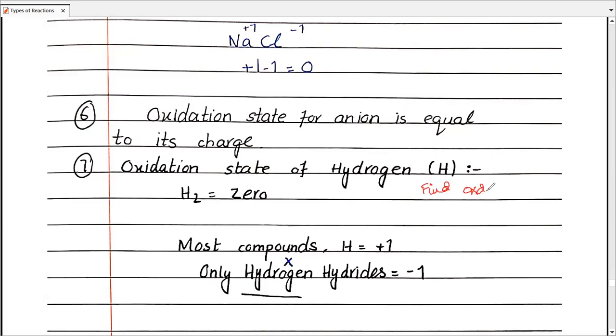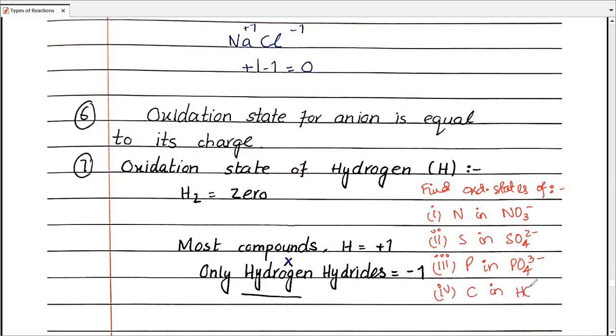Find oxidation states of, okay. And the key is similar to the previous question. Since you already have the key noted down from the previous question, it shouldn't be a problem. You noted down the key, right? Yes, sir. Okay. So number 1, N in NO3 negative. Number 2, S in SO4 2 negative. Number 3, P in PO4 3 negative, and finally, number 4, C in HCO3 negative.